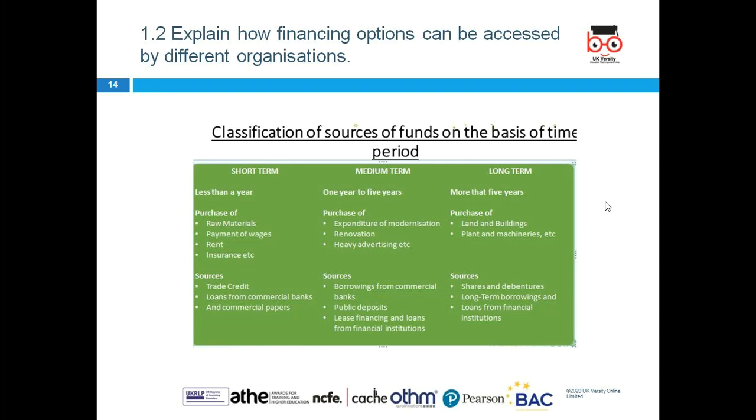So 1 year to 5 years, that's called medium term. Purchase, modernization, if you want to renovate something, you need heavy advertising, you need money for this. Sources of finance can be borrowing from the commercial bank, public deposit, lease, or from a financial institution like banks and various other private financing.